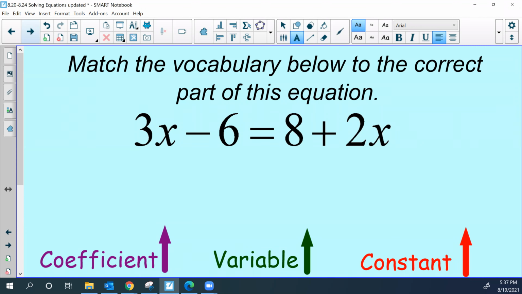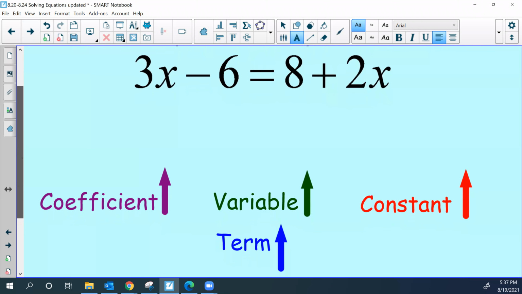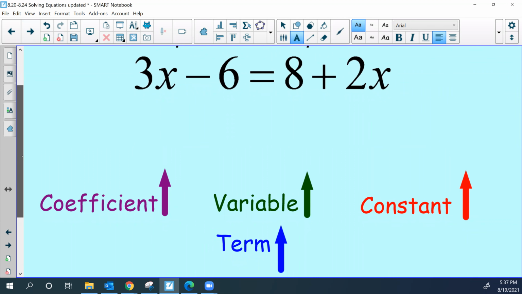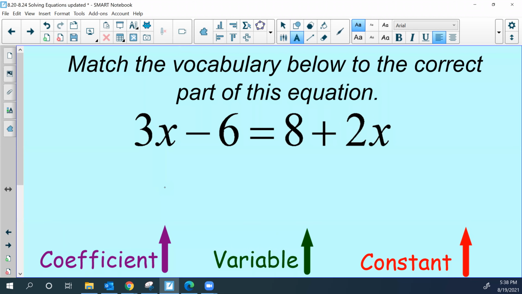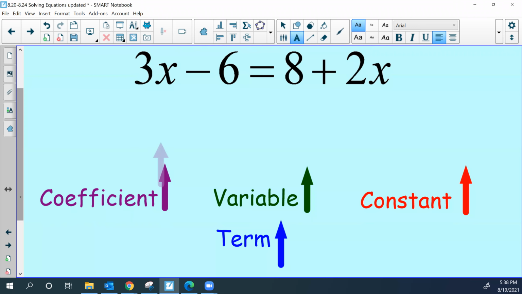All right, so first things first, we want to match this vocabulary with this equation here. My suggestion would be to pause the video and think about which words go with each part of this equation. All right, so coefficient, that is going to be the 3 here and the 2.